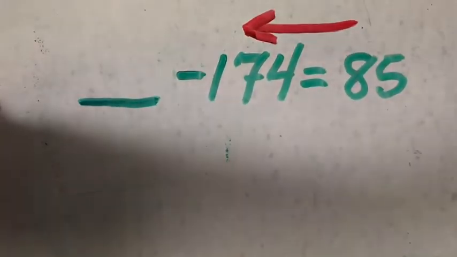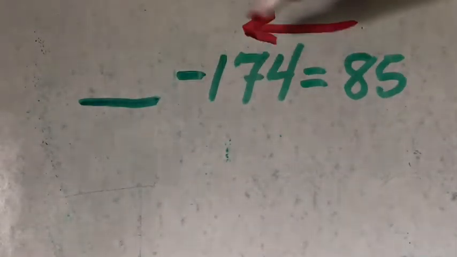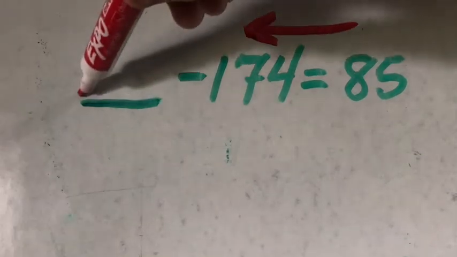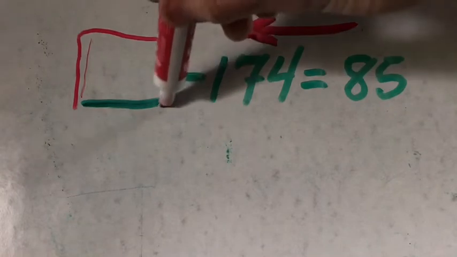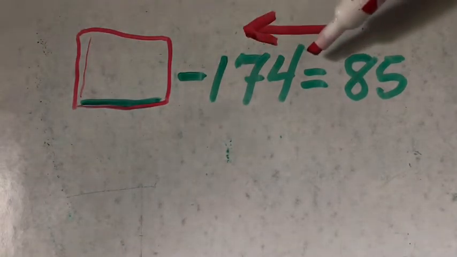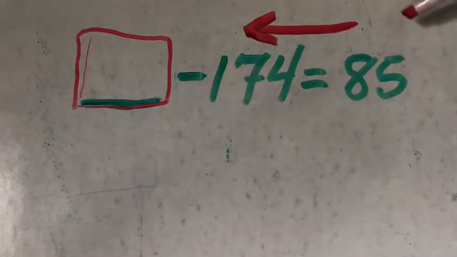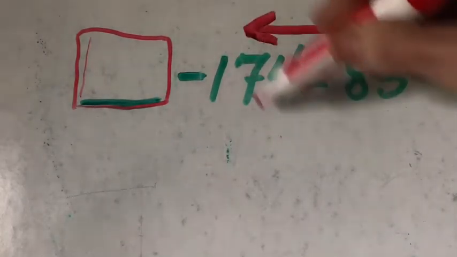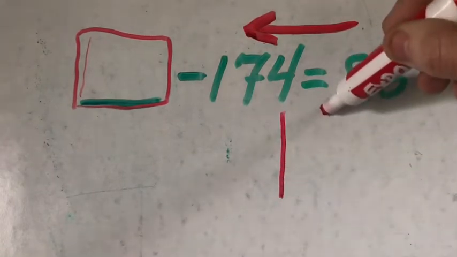So let's go ahead and look at this. I have something minus 174 equals 85. This number here that I'm solving for is going to be bigger. When I subtract 174, I'll get 85. So go the opposite way. Let's add these together. I'm going to take my numbers and line them up.